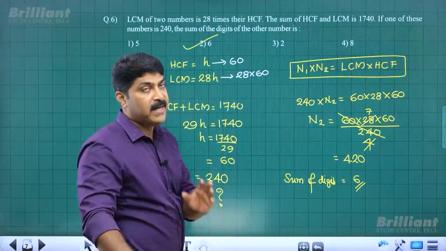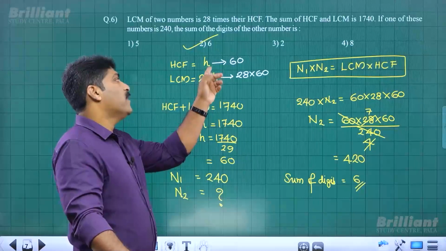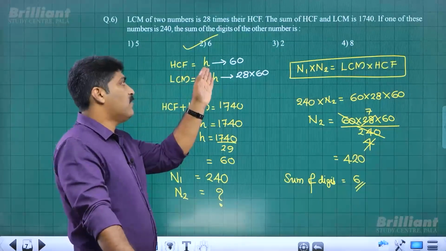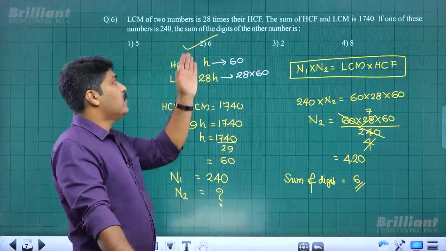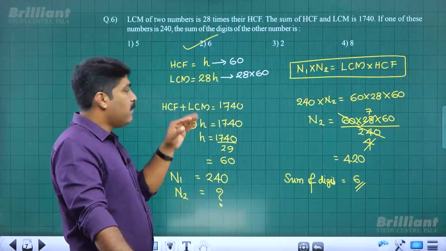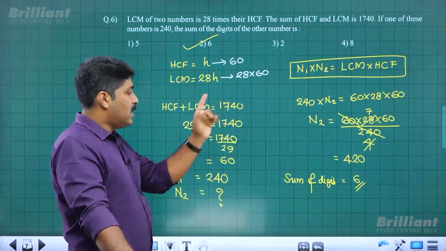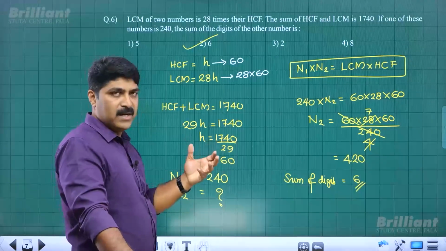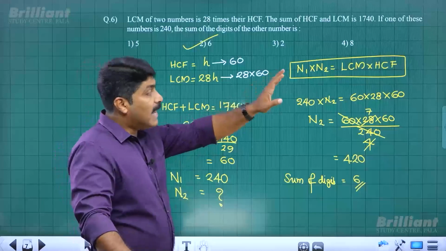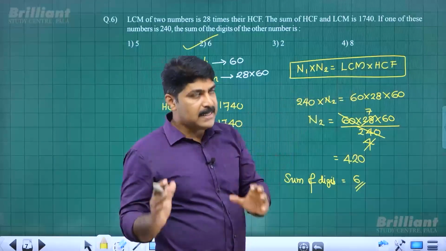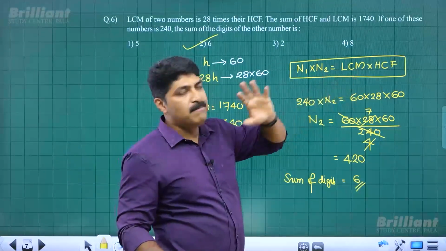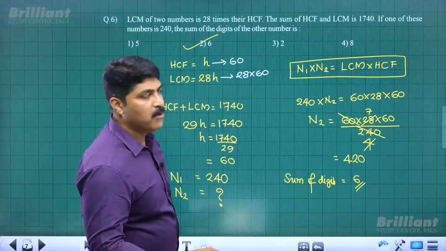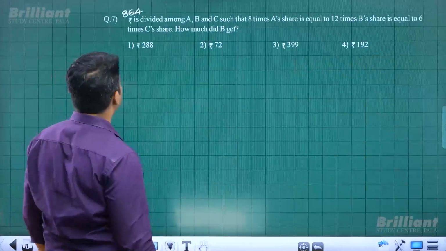Here, these are two very important things to understand. With the help of this concept, if we have the HCF, it is given that 28 times HCF is LCM. By using this data, you can find the value of HCF here. Through that way, you can find the LCM, and it is a basic result that the product of any two numbers is equal to the product of their LCM and HCF. Okay, then move to the next question here.